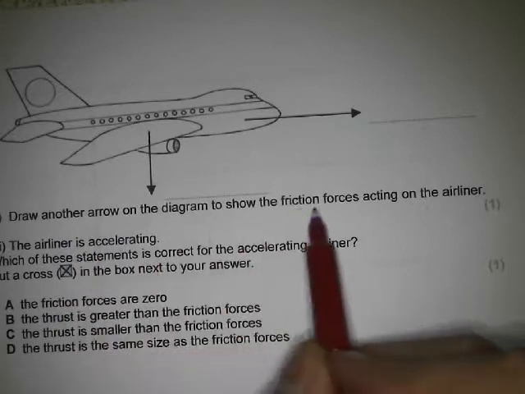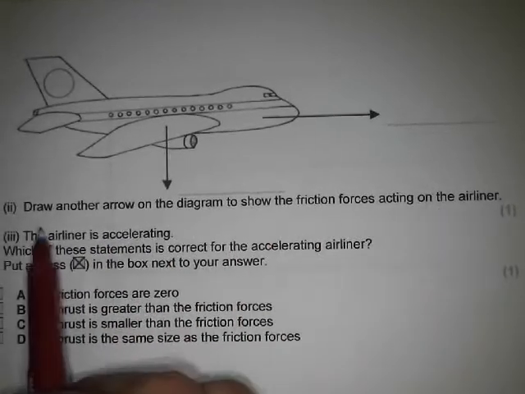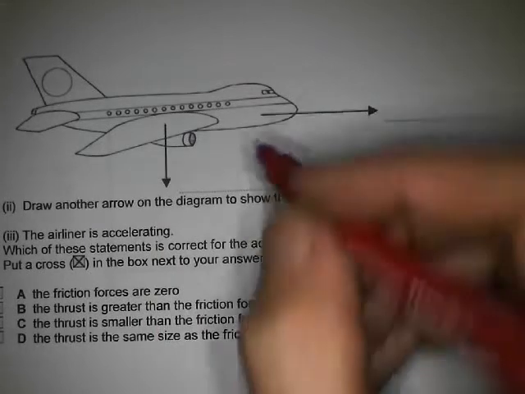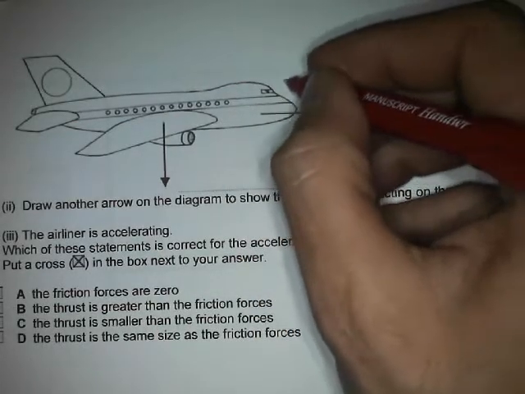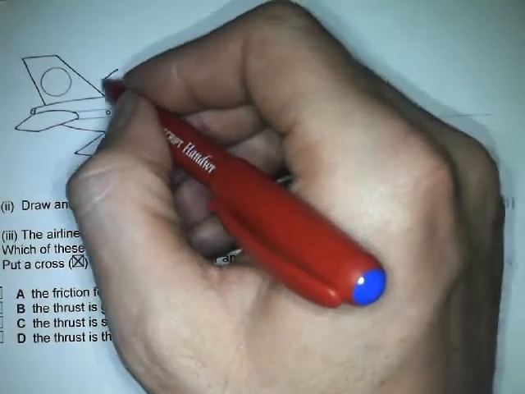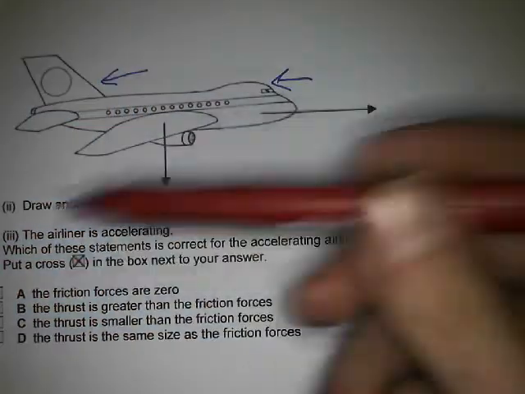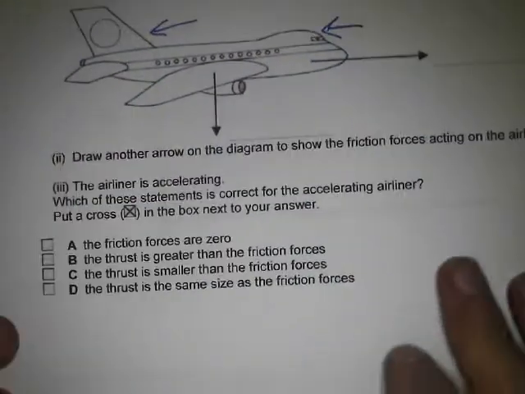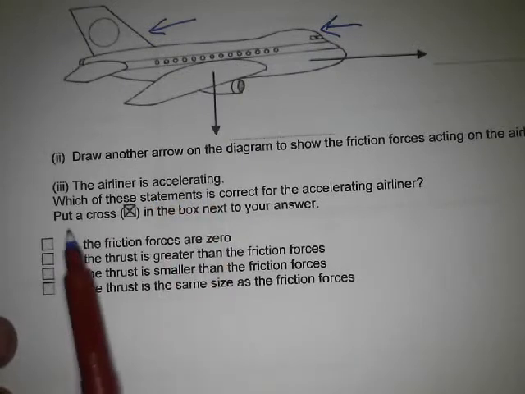Okay, draw another arrow. We haven't talked about this, but we can certainly do it because it's very simple, hopefully. Draw another arrow on the diagram to show the friction forces acting there. So friction acts in the opposite direction to the force. So an arrow there would do, an arrow there would do. Any arrow going this way would do.